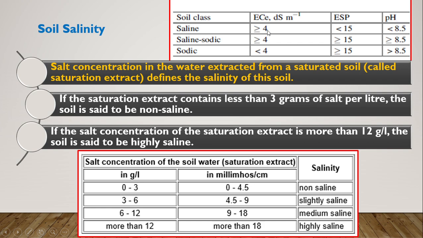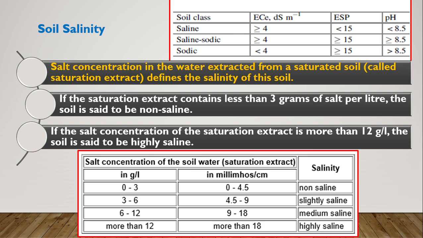When it is greater than 4, it can be said to be saline. ESP is less than 15 and pH is also less than 8.5. When EC is greater than 4 and ESP is also greater than 15, then the soil is said to be saline sodic. Sodic means it is alkaline. It is equal to alkalinity. When the EC is less than 4 and ESP is greater than 15, we can say that it is sodic soil. Sodic soils or alkaline soil. Okay. So this is the case.